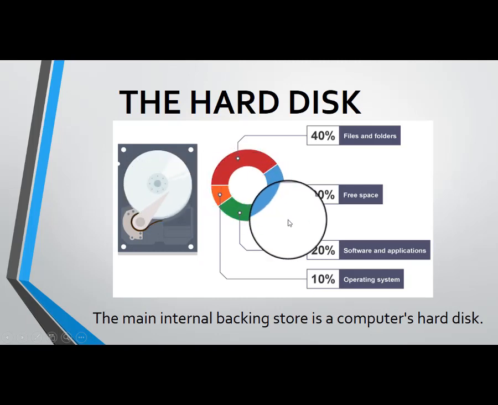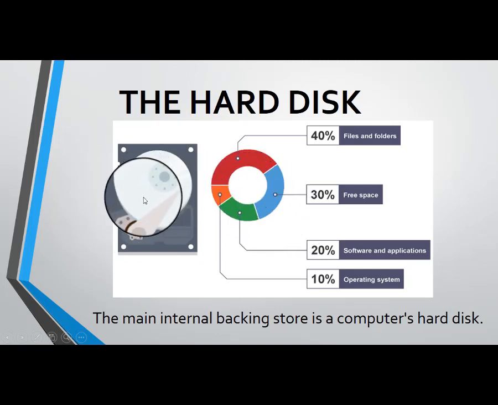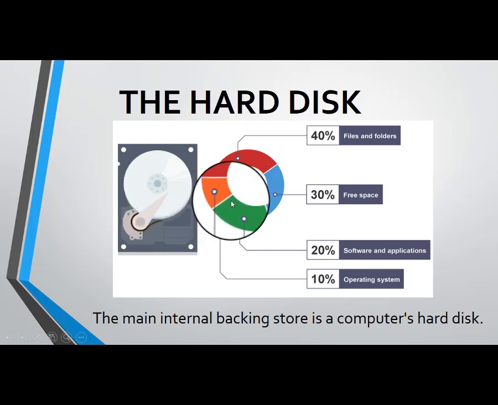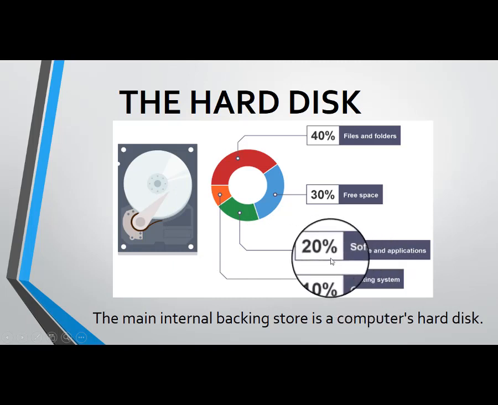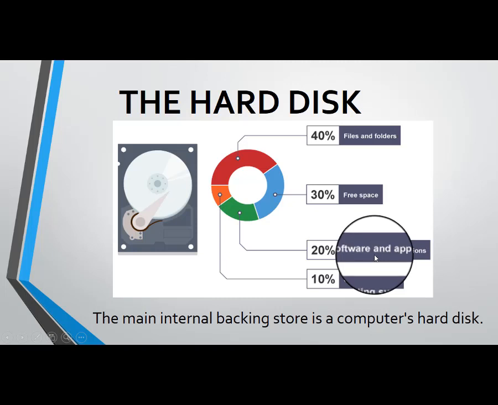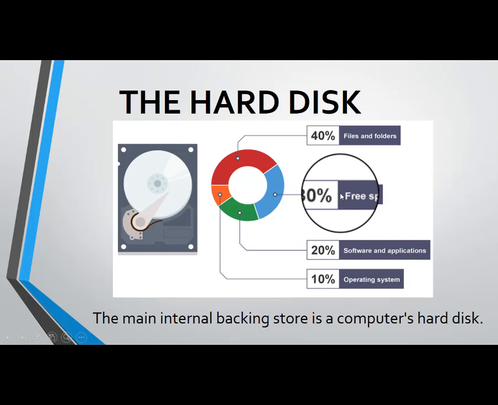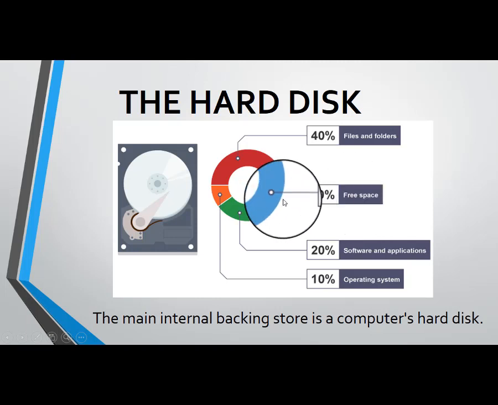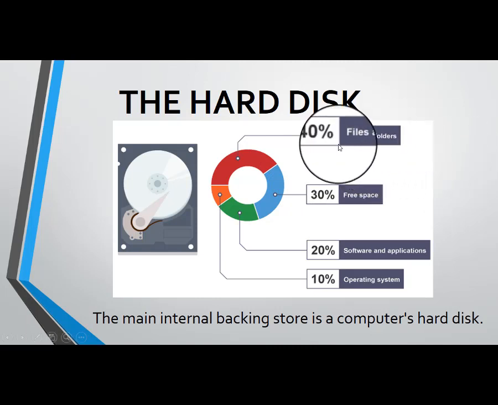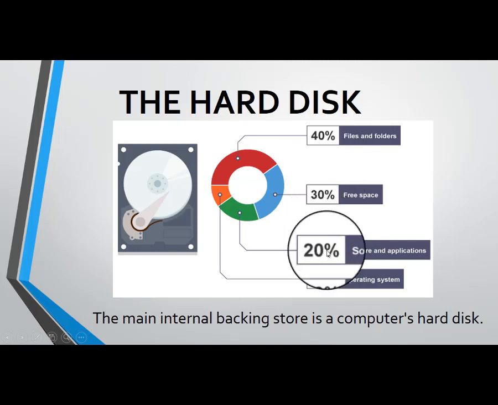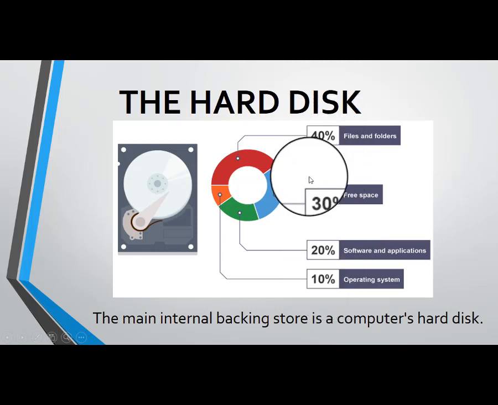Now let's talk in percentages about what we can have in our hard drive, since it's a permanent storage media. In a hard drive, you can keep 10% of an operating system. You can keep 20% of software and applications. In the same hard drive, you can keep 30% free space. That is the space that awaits your future files to be saved in. The same hard drive can have files already saved, that is, in folders and files. So you can see if we add up all these percentages, they are equivalent to 100.